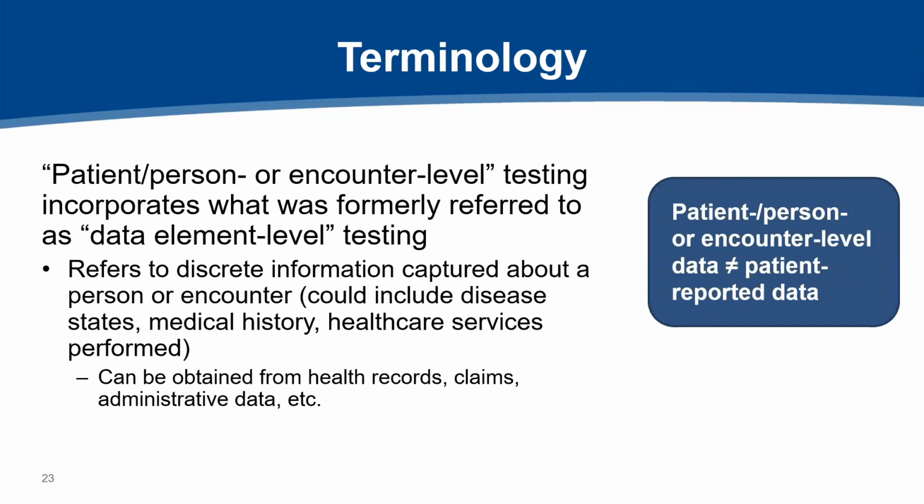So patient/person or encounter level testing incorporates what was formerly referred to as data element level testing. So patient, person, or encounter level data refers to discrete information captured about a person or encounter, and that could include things like disease states, medical history, or healthcare services performed. These data can be obtained from health records, from claims, or administrative data, or any number of other data sources. One thing that we really want to hammer home is that patient, person, or encounter level data is not the same as patient-reported data. And that's just underscored in that blue box on the right side of your screen. Next slide, please.